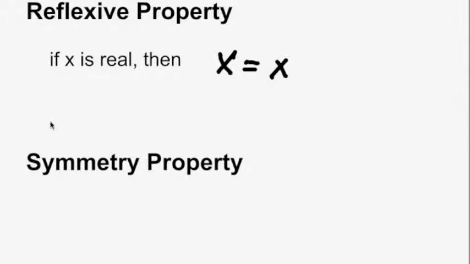And similar for the symmetry property, where if x equals y, then y equals x. And these should seem pretty basic and a no-brainer. However, they are important because they are used in contrast to the order relationships.